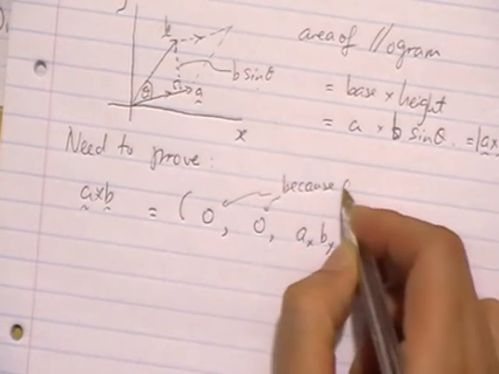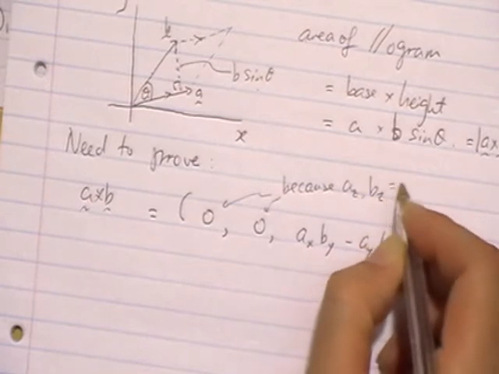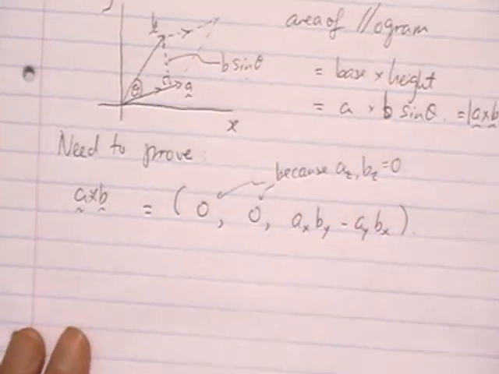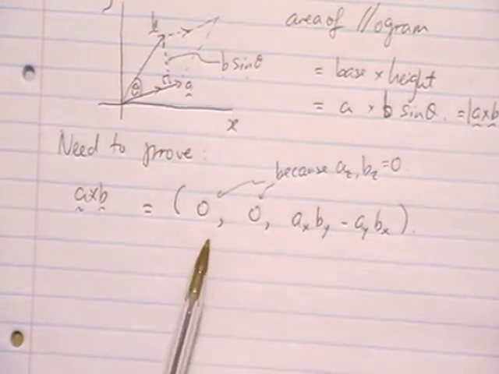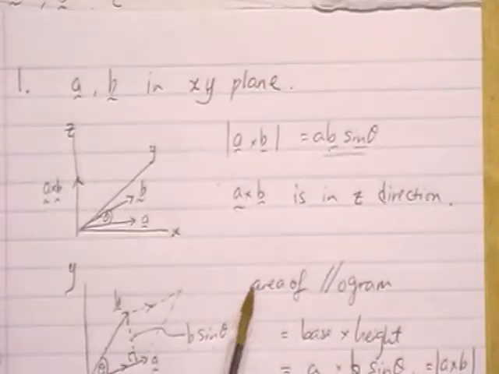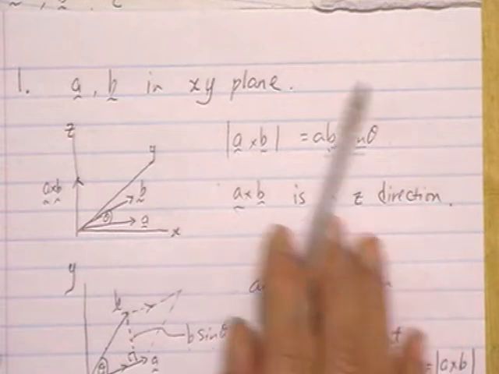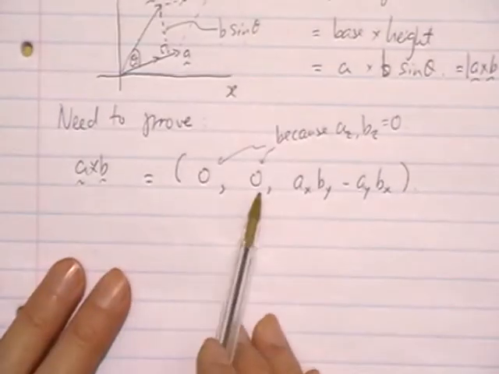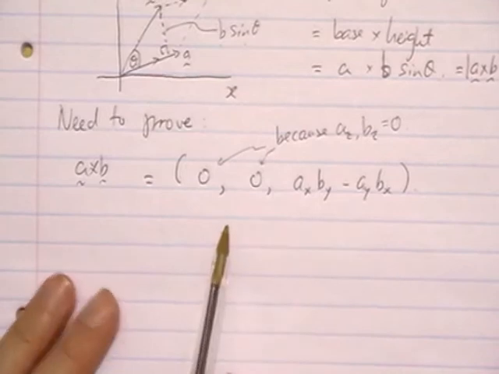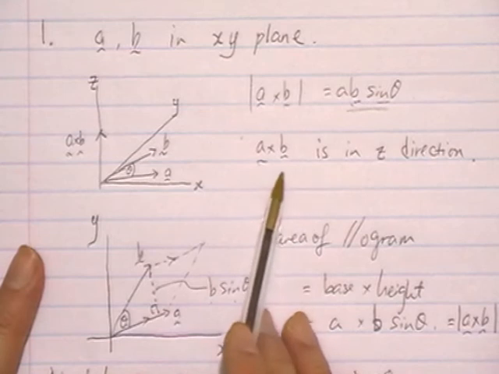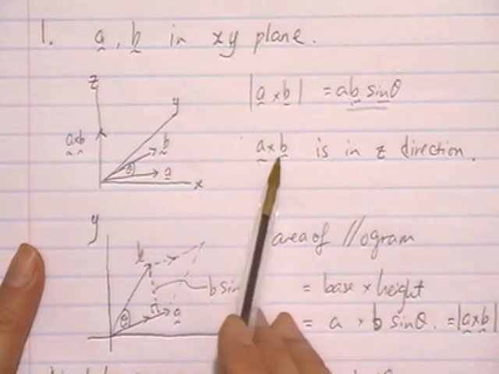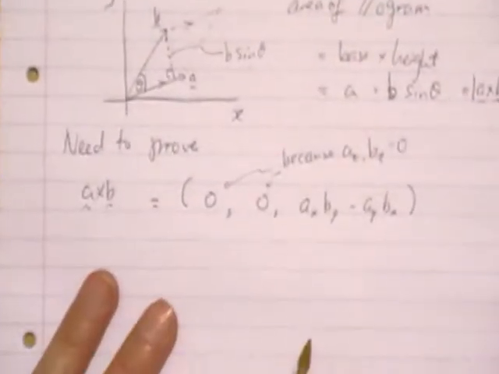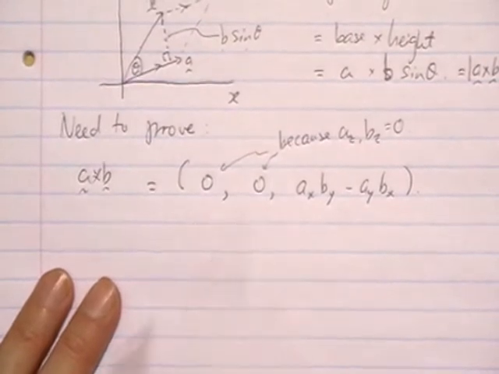Because AZ, BZ are both 0. Okay. But that's not what we need to prove. We need to prove that according to the definition of the cross product, those two are 0, and this is true. And according to the definition, we know that A cross B must be in the Z direction. Okay, and it is this result which proves that those two are 0.